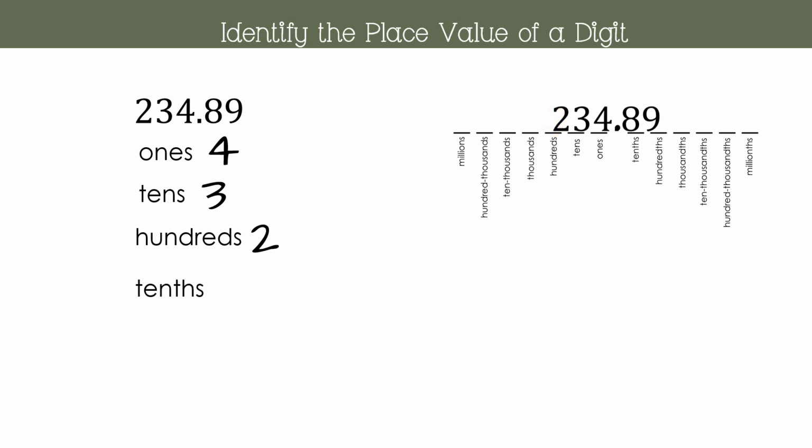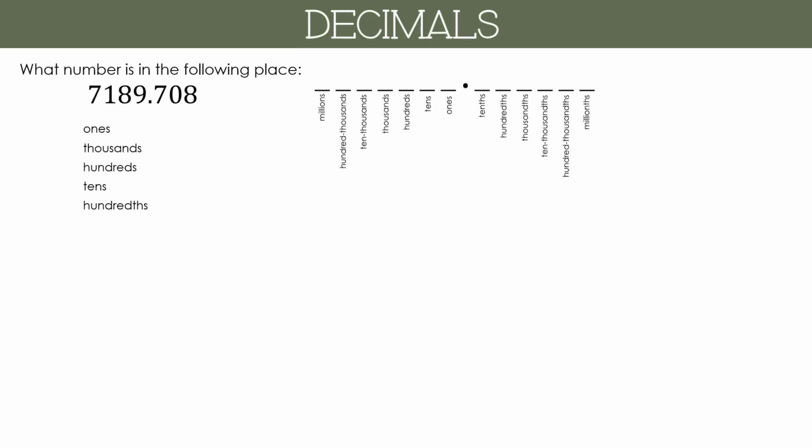How about the tenths? That's an 8. And finally, what about the hundredths? Well, that's the 9. All right, it's your turn. I would like you to write this number down and then tell me what numbers are in the ones, thousands, hundreds, tens, and hundredths column.